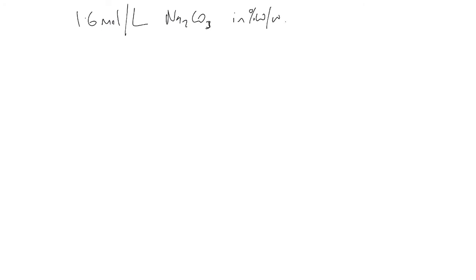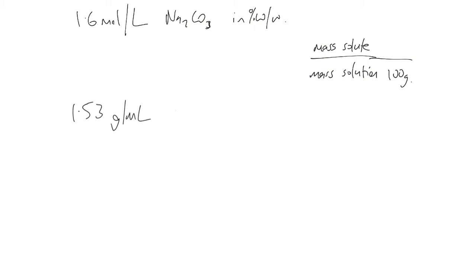It means effectively the mass of solute in mass of solution, like 100 grams. How much solute is there in 100 grams of the solution, which effectively says how much it is as a percentage. Okay, so we already have that it's 1.53 grams per mil as a solution. So let's work that out.